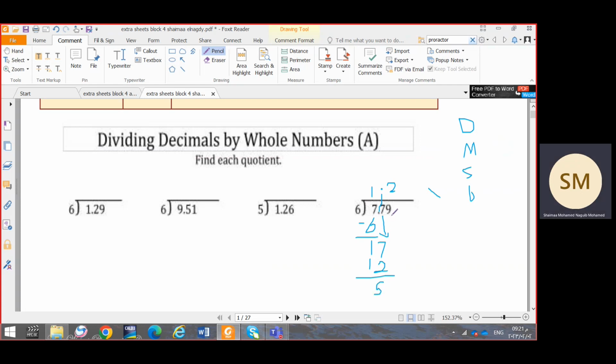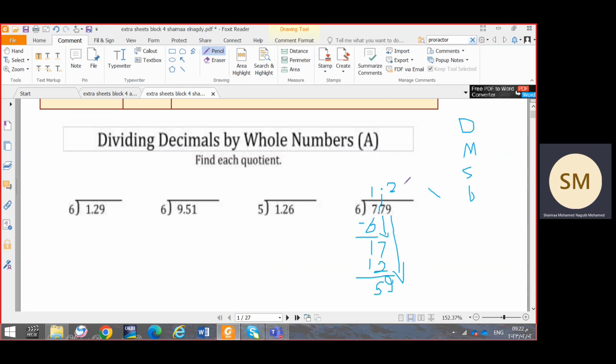Okay, then the last step, you will bring down 9. So it will be 59. 59 divided by 6, in timetable 6 you will find that 6 multiplied by 9 will be 54.